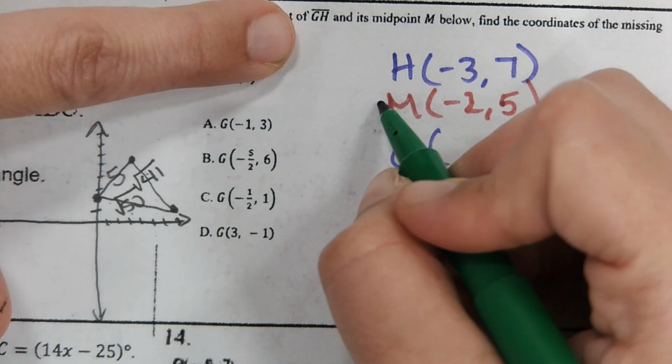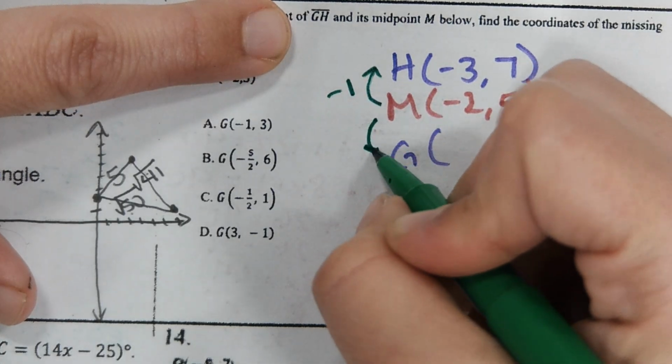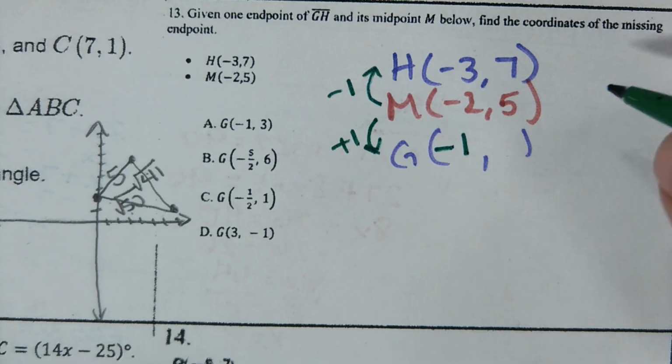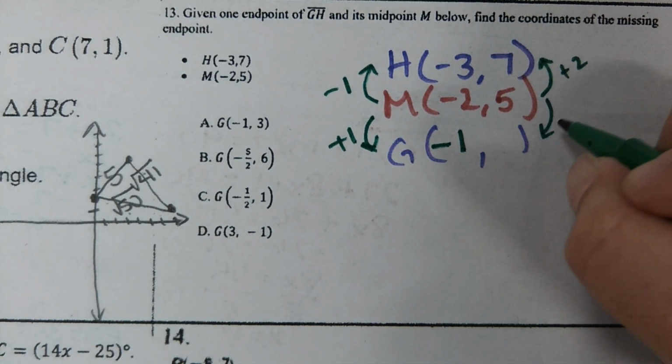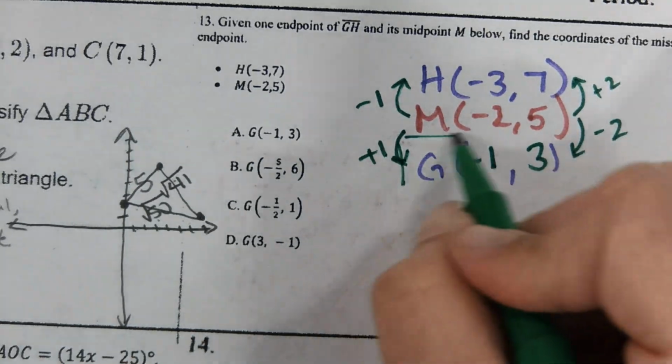Okay, so we can look at the difference here. This is going down 1. So if we go up 1 in the other direction, then we'll get this coordinate, which is -1. Here it's up 2 to get to this coordinate, so we can go down 2 to get here. And then this is our answer.